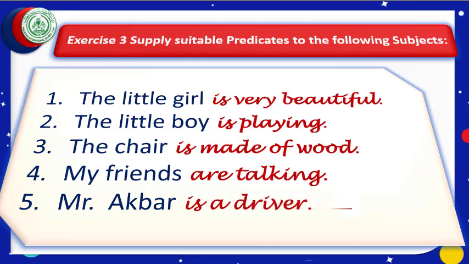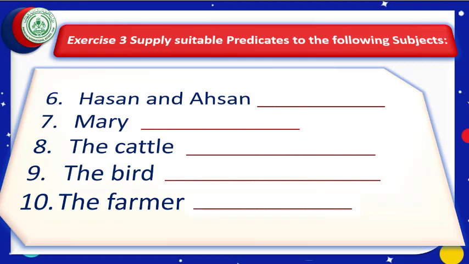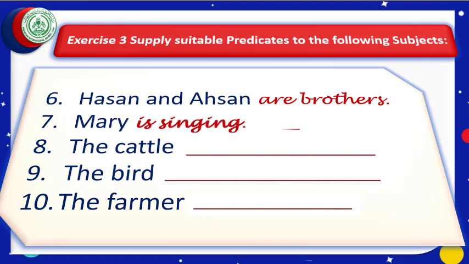Mr. Akbar is a driver. Number 6. Hassan and Ahsan, plural subject, verb will also be plural. In number 7, Mary is singing. Singular subject, singular verb. It is not necessary for you to write the same predicates that I am writing here. You can write of your own also. That will be correct also.